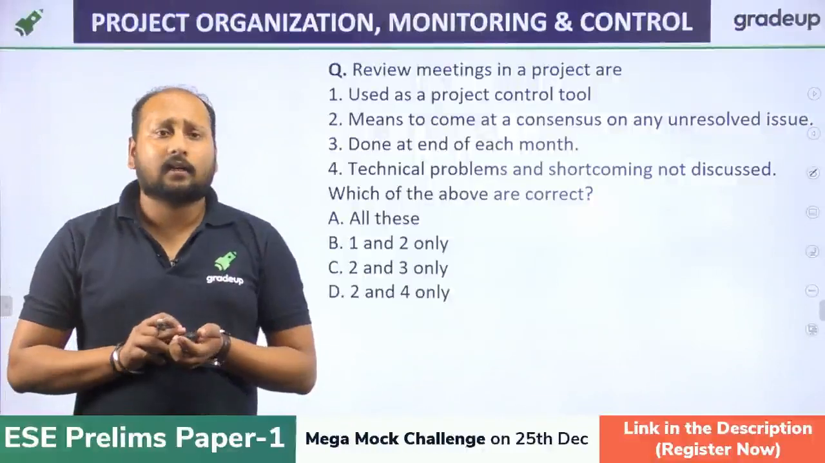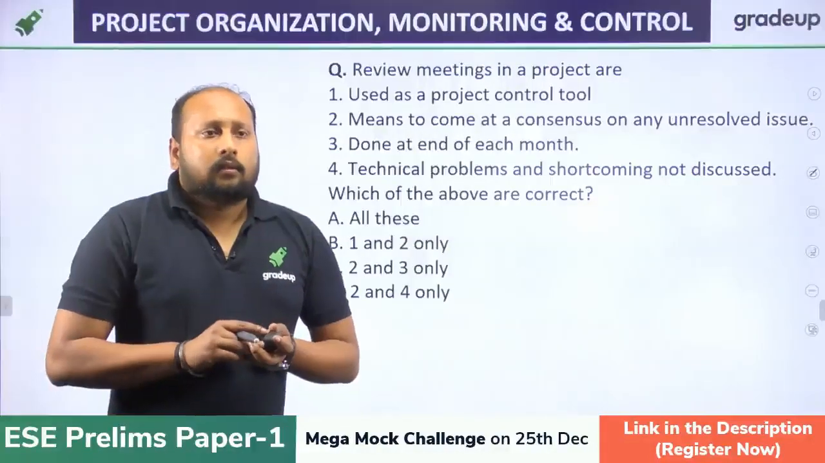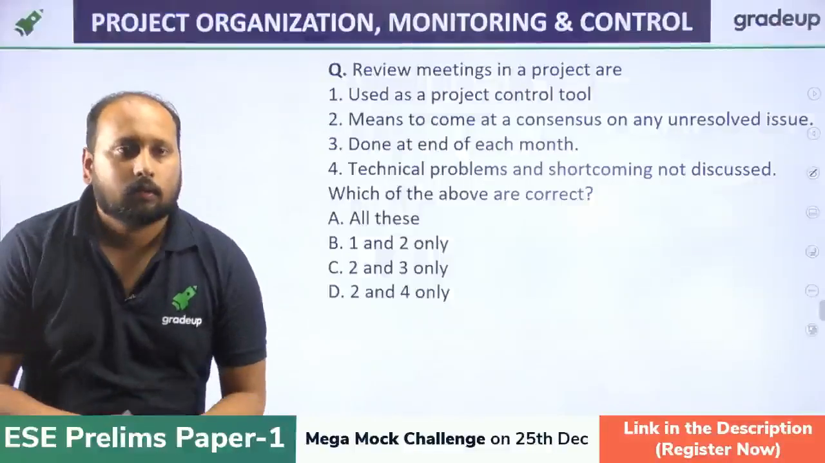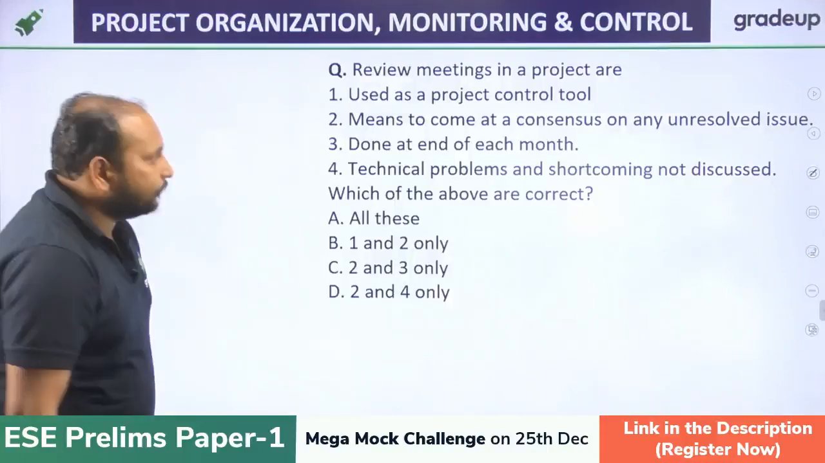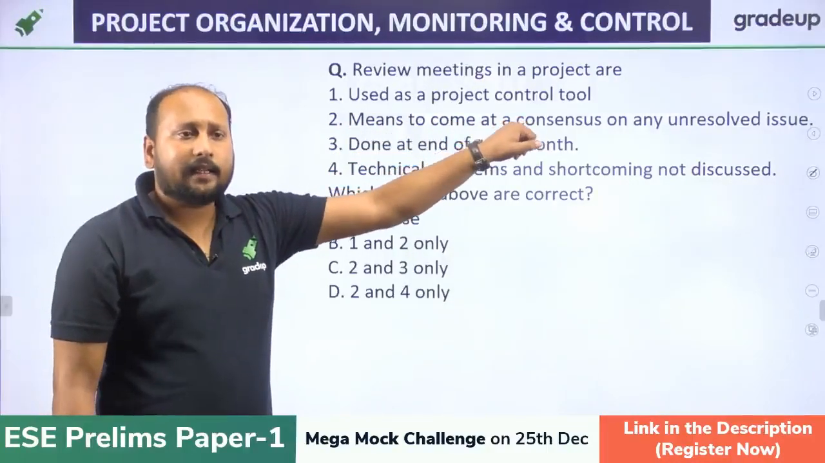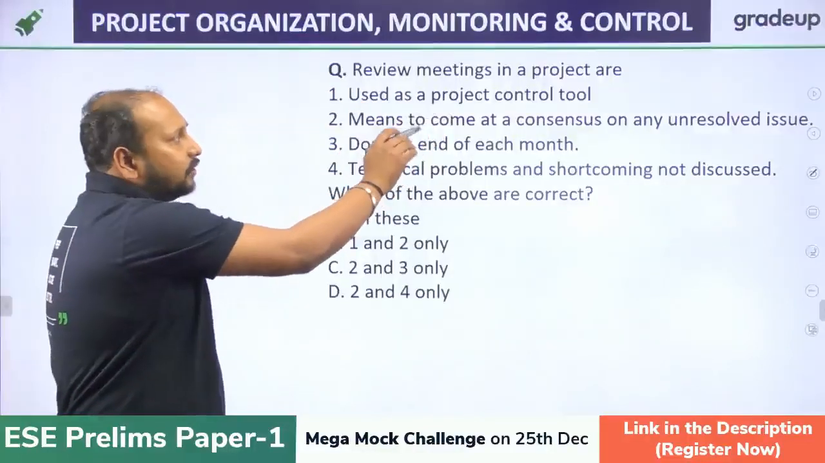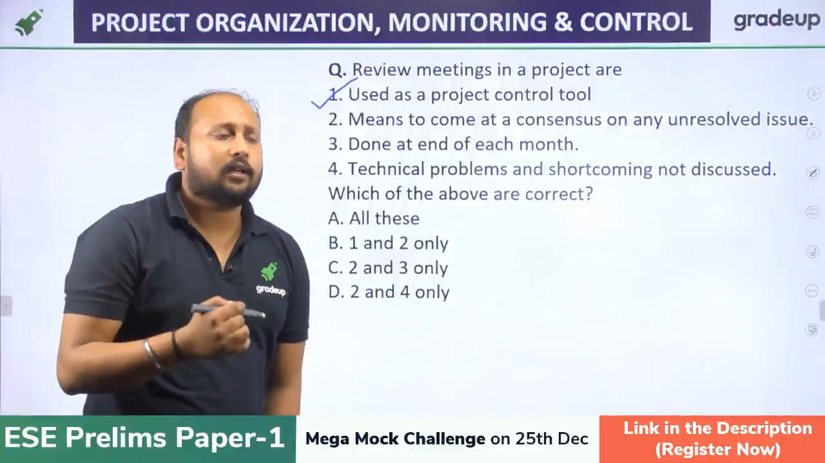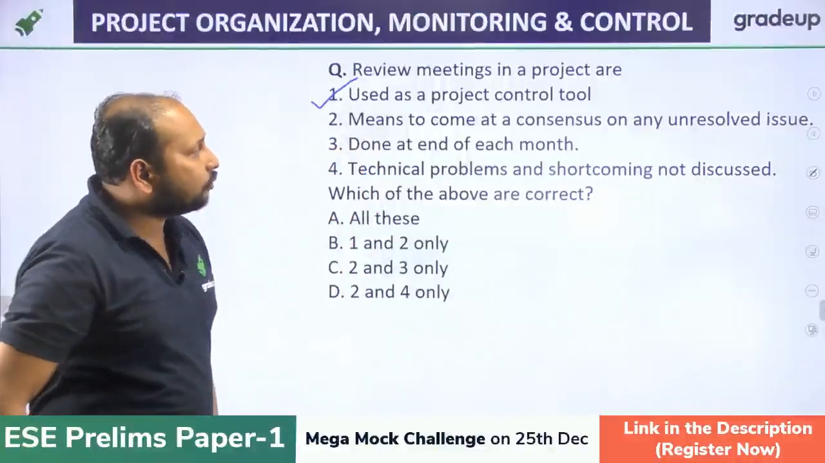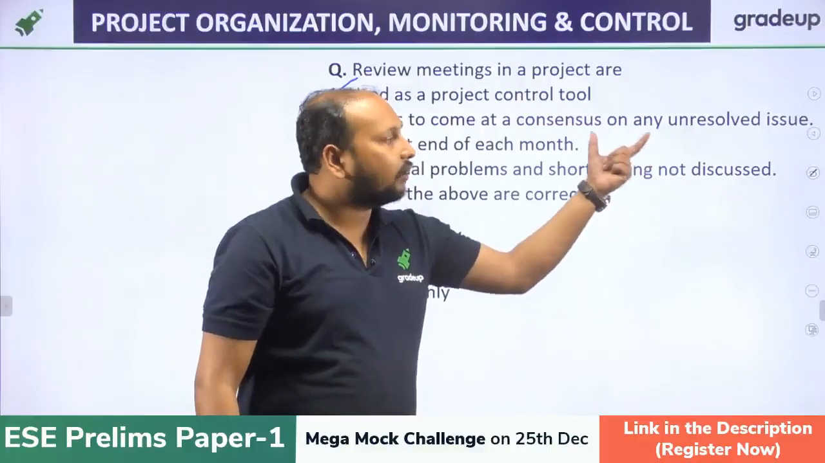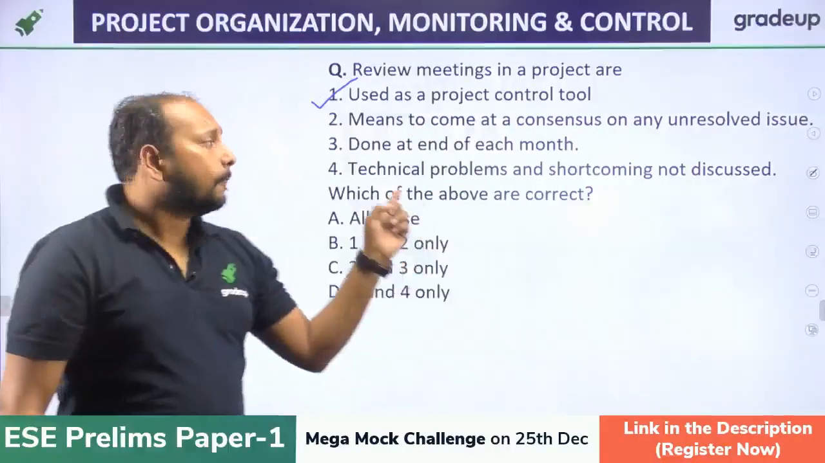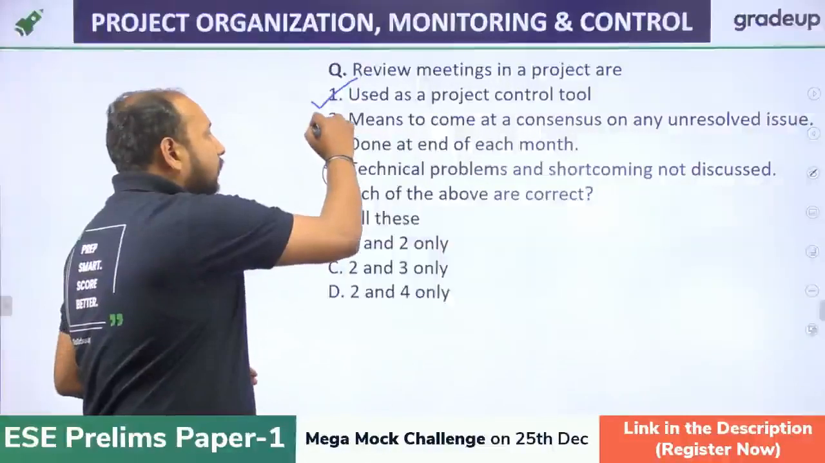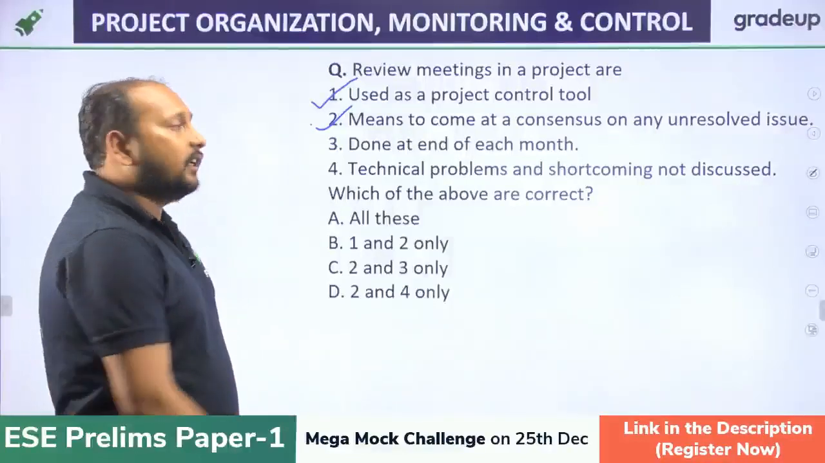Review meeting in a project is. Okay, Ajay Kumar Mehto, B. Let us check. Let us see each statement carefully. First, used as a project control tool. Absolutely correct. Second, means to come at the consequences of any unresolved issue. Obviously, in the review meeting, we do have the solution of some of the unresolved issues which are being dealt with. Then, at the end of each month, it is not at all required.